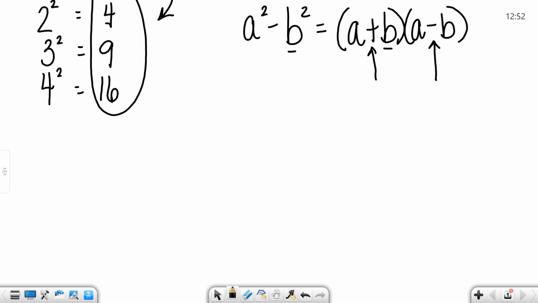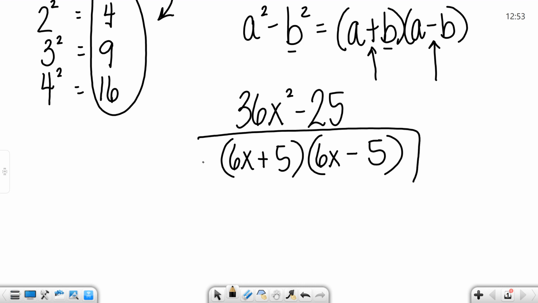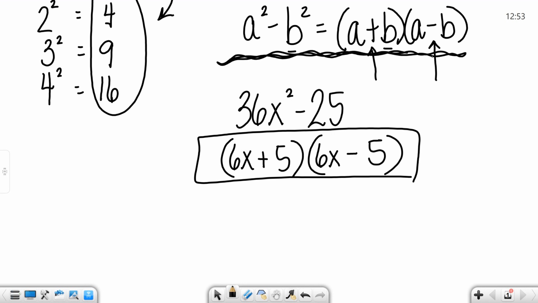So let's do another difference of squares. All right, so again, this is difference because it's subtracting. 36 and 25 are both perfect squares. So I take the square root of 36x squared and I get 6x. Goes in both parentheses. The square root of 25 is 5. One parentheses gets a plus, one gets a minus. So this only works on difference of squares. This little rule right here only works on difference of squares.